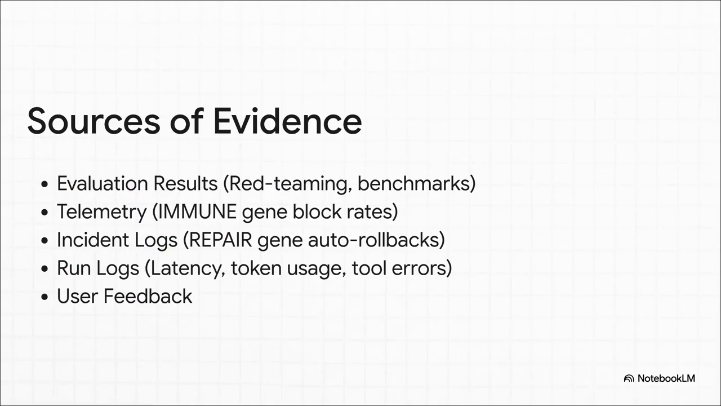So where do you find all this evidence to drive the evolution? It's all over the place. You've got your formal red teaming and benchmark results. You have telemetry, like how often that immune gene is blocking bad inputs. You have incident logs from the repair gene's rollbacks. And of course, you have your basic run logs and direct feedback from your users.